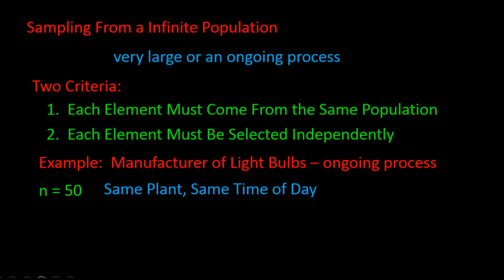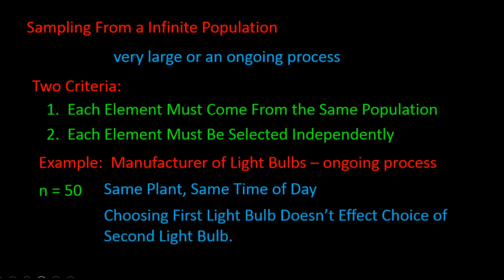The plant may have day workers and evening workers, so we must make sure that when we are sampling the light bulbs, they come from the same shift of workers and at the same time of day. The second criteria is that each element is selected independently, so that choosing the first light bulb doesn't in any way affect the second light bulb.